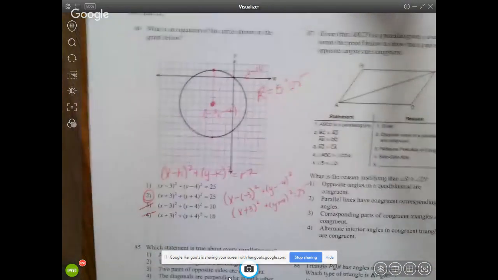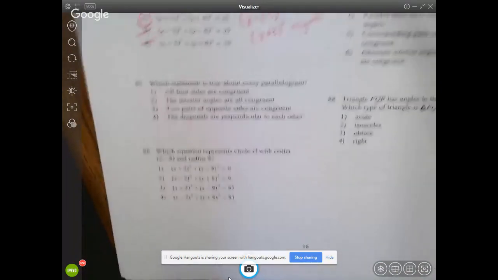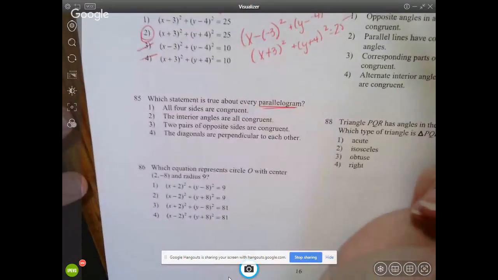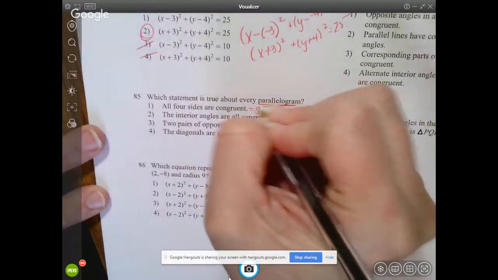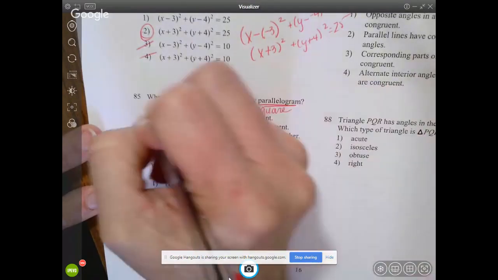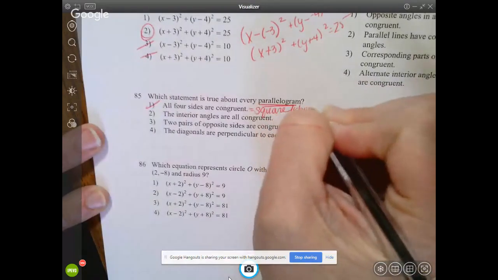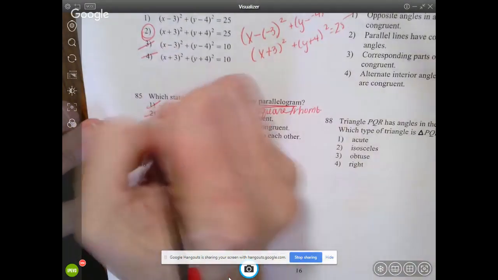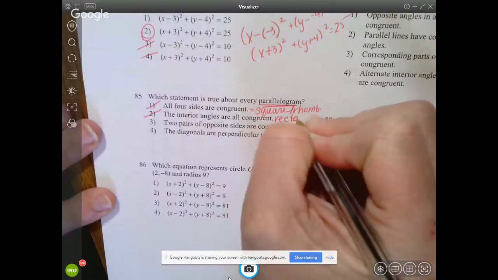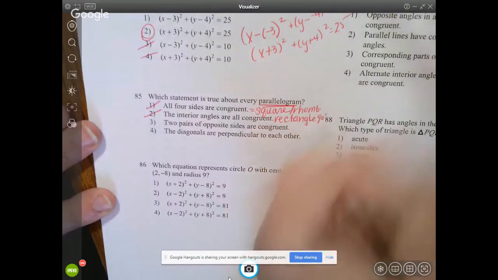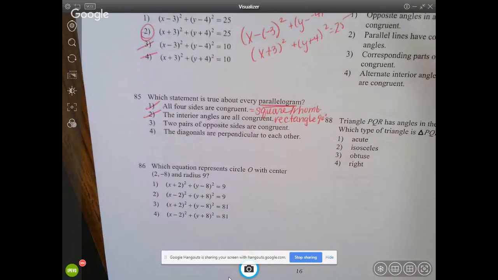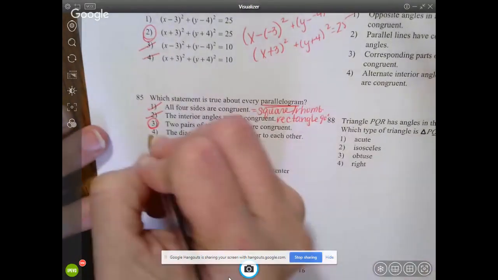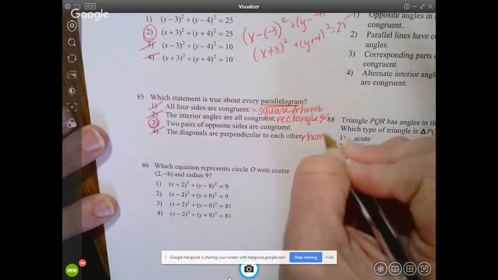For number 85, you will need to know properties of parallelograms. Which statement is true about every parallelogram? Well, all 4 sides are congruent. That's the property of a square, or technically a rhombus, so it's not choice 1. All the interior angles are congruent. That's the property of a rectangle because all the angles are 90 degrees. 2 pairs of opposite sides are congruent. That's our correct answer. Number 4, the diagonals are perpendicular. That would be for a rhombus also.